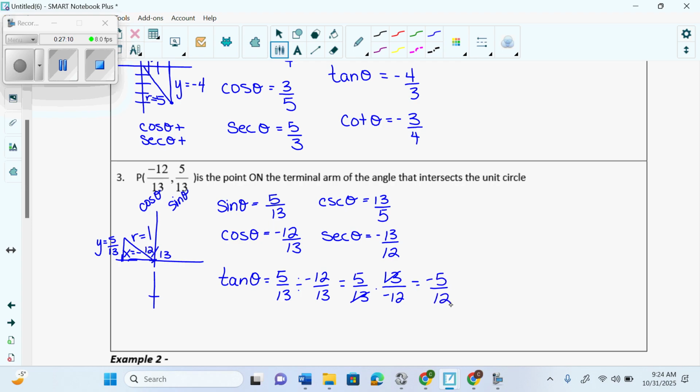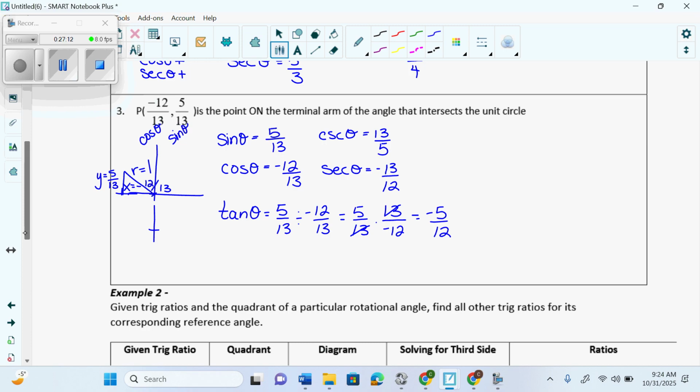The other thing you could do is you could stack them. You could go 5 over 13 over negative 12 over 13. The catch with stacking is denominators can cancel off denominators and numerators can cancel off numerators, because you would start with that fraction, you'd flip it. So it's the understanding of that. So you could just cancel these off and you would be left with negative 5 over 12. Same answer. Cotan theta is negative 12 over 5 because it's the reciprocal.